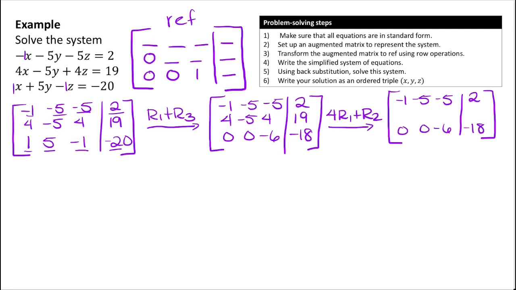Okay, so let's figure out what 4R1 will look like. So 4 times -1 will be -4. -5 times 4 will be -20. -5 times 4 is going to be -20 again. And then 2 times 4 will be 8.